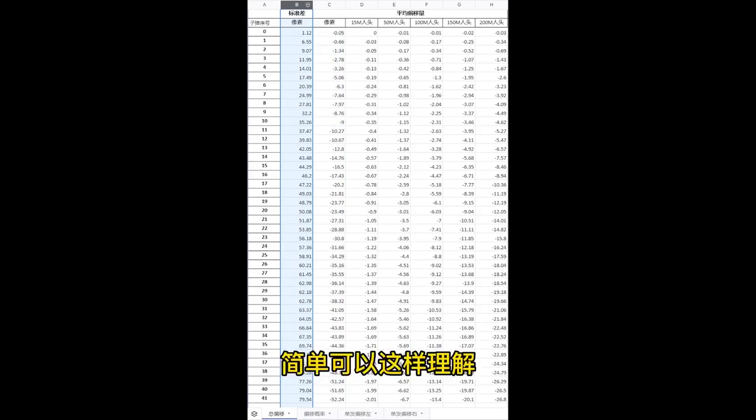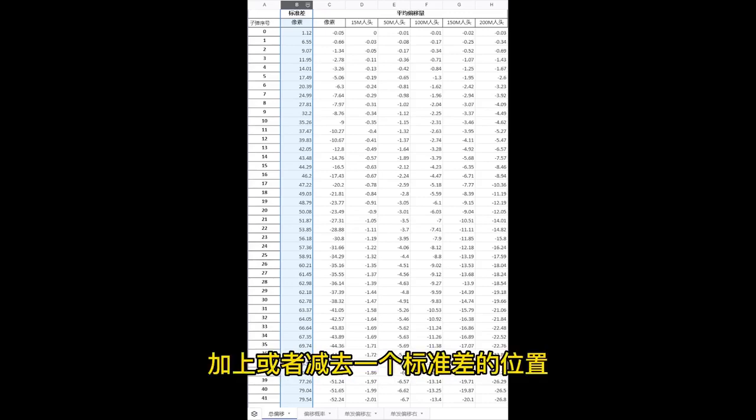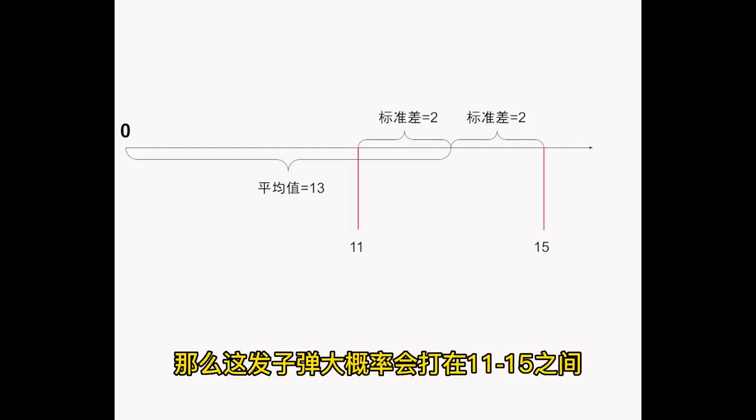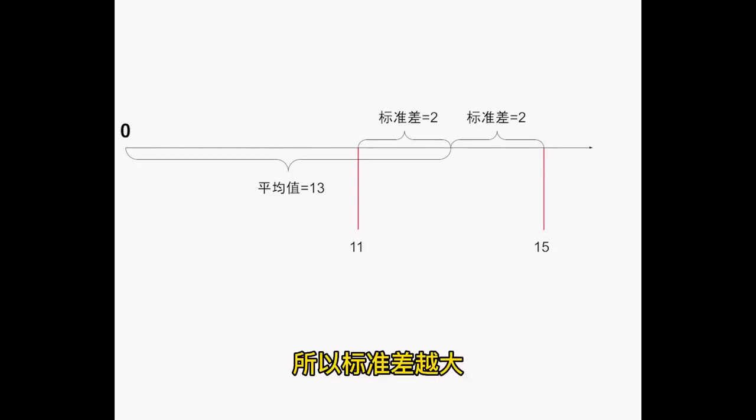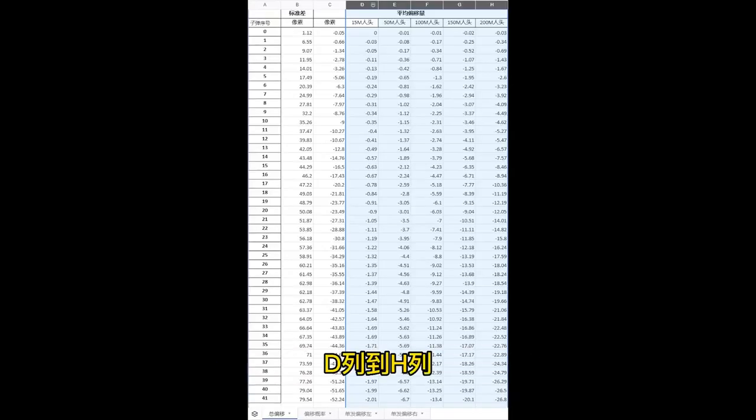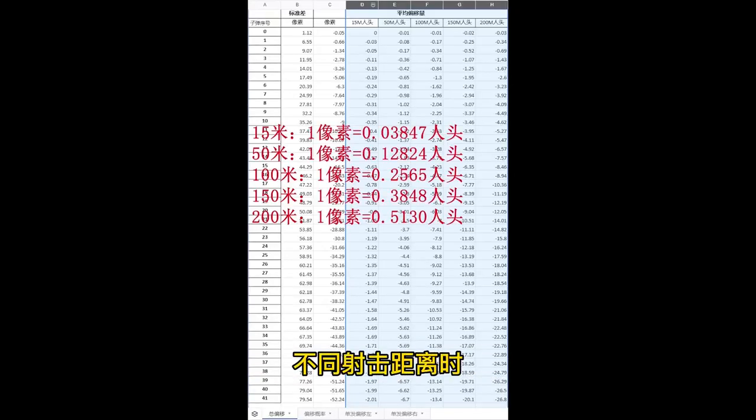Simply put, it can be understood this way. The position of each bullet will most likely be added or subtracted from the average position by 1 standard deviation. Let's say the average position is 13. The standard deviation is 2. Then the odds are that the round will hit between 11 and 15. So the larger the standard deviation, the greater the fluctuation in the randomized positions. Columns D through H then convert the pixel deviations in column C to head deviations at different shooting distances.